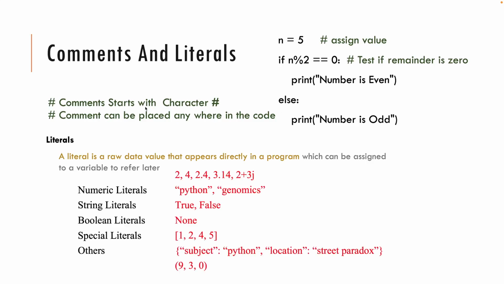And what are literals here? As we have seen here, literals are raw data values that directly appear in a program. For example 2, 3, 4 are literals, as are strings and Boolean values. And there are others, such as complex compound data types like list, dictionary, and tuples. These can be assigned to variables to refer to later. Let's see what variables are.